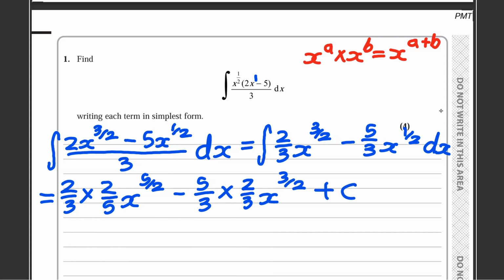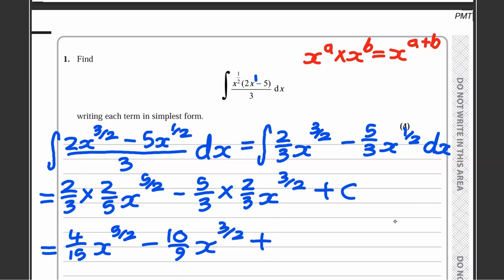Remember to include the plus c on the end. If we simplify this, 2 over 3 multiplied by 2 over 5: 2 times 2 is 4 and 3 times 5 is 15, so this is going to be 4 over 15 x to the power of 5 over 2, minus, and then we've got these two fractions multiplied together. 5 times 2 is 10 and 3 times 3 is 9, so this is going to be 10 over 9 x to the power of 3 over 2, and then again remember this plus c on the end.